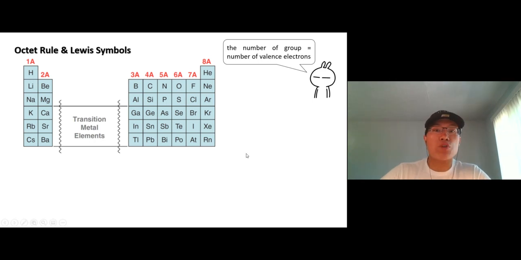We're gonna start right here. So we'll use the Lewis symbol of group 4, if you still remember from Gen Chem 1. Group 4 has 4 valence electrons. So carbon, we're gonna put out 4 electrons like that. That's the valence electrons of carbon.